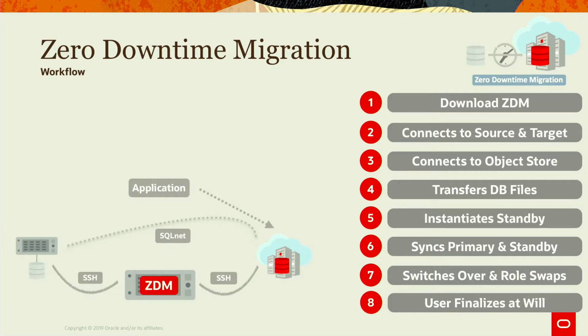So, as you can see, there are 8 simple steps. You download ZDM and configure it. ZDM connects to the source and target using SSH connectivity. ZDM asks for the source to connect to the object store using HTTPS. Then we start transferring database files to the object store or your backup method. We then instantiate a standby using the transferred database files. We then synchronize the primary and standby using SQLnet connectivity. We switch over and role swap between primary and standby databases, and then when you're ready, you finalize at will.